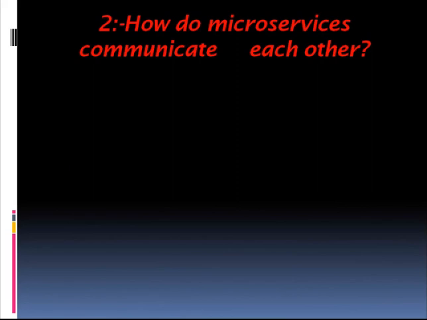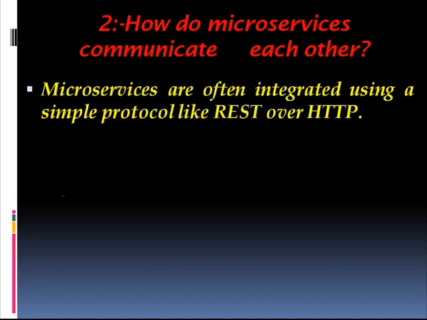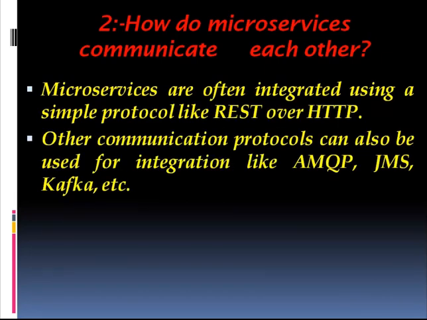Our second question is, how do microservices communicate with each other? Generally, microservices are often integrated using a simple protocol like REST over HTTP, hypertext transfer protocol. Other communication protocols can also be used for integration, like AMQP, JMS, Kafka. These are also protocols for integration, but mostly microservices are integrated with the REST over HTTP protocol.